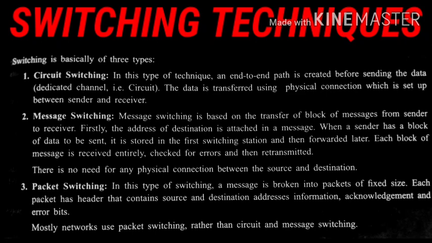And the third one is packet switching. In this type of switching, a message is broken into packets of fixed size. Each packet has a header that contains source and destination addresses, information, acknowledgement and error bits. Mostly networks use packet switching rather than circuit and message switching.